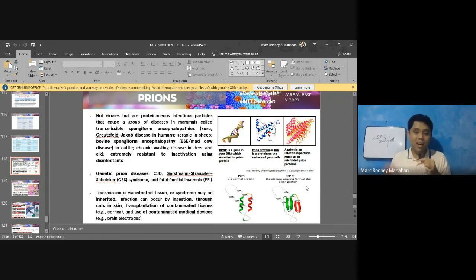All right. Now, because they are proteins, they are very much resistant to inactivation using disinfectants. Now again, they are not viruses, they are just proteins. Ang naaragod nila kay protein na material or protein na structure. All right, so alpha helix, beta pleated sheets, and that is the normal protein regular structure. Wala siya genome, wala siya envelope, wala siya anything. No, it's just a proteinaceous particle.